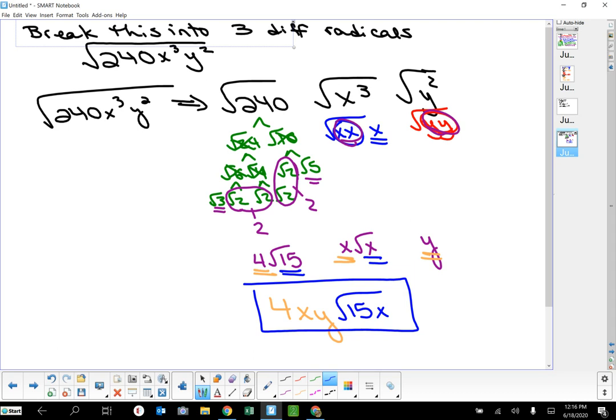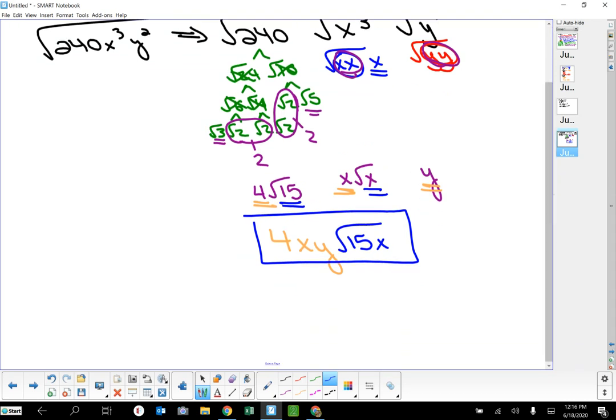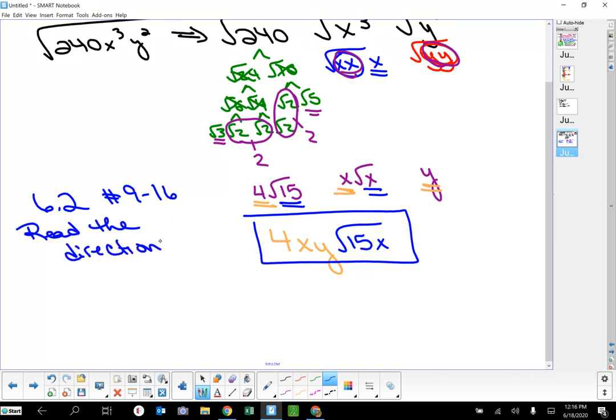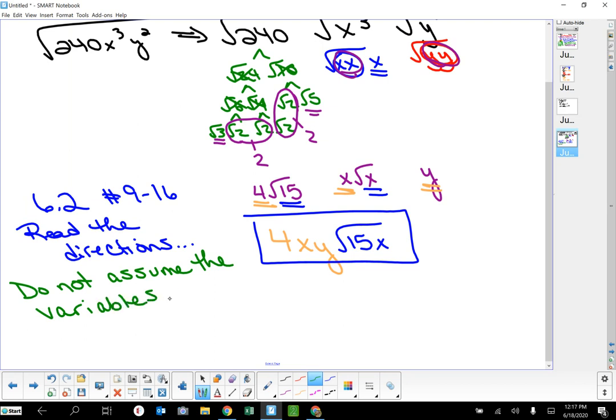The one other thing I do need to tell you is that in the homework, there are some instructions, and I'm going to tell you this is in 6.2, questions, I think 9 through 16. You have to make sure you read the directions for these problems. Part of the directions, it ends with, do not assume the variables represent positive numbers or something like that. And it's really this do not assume.